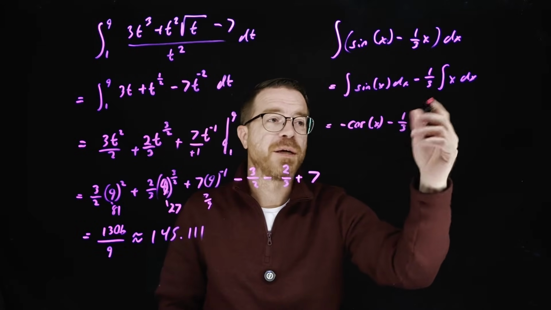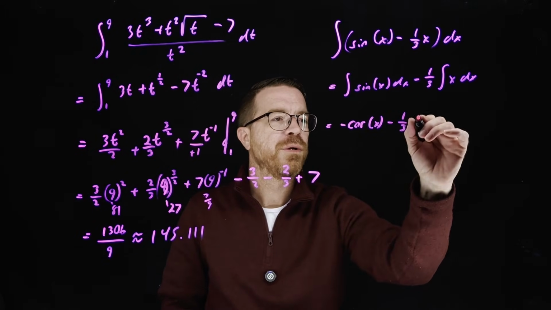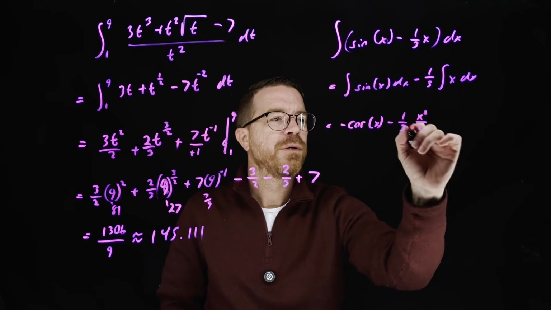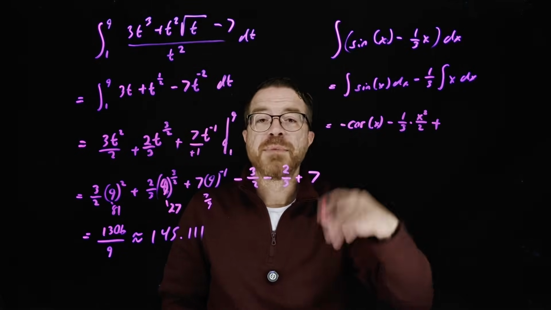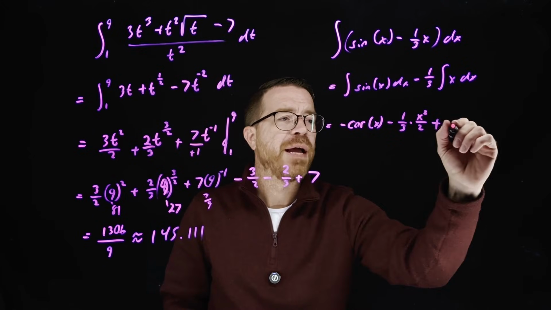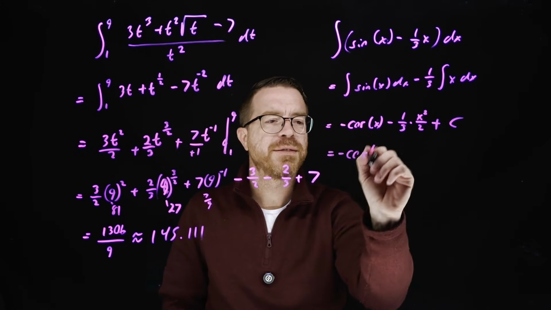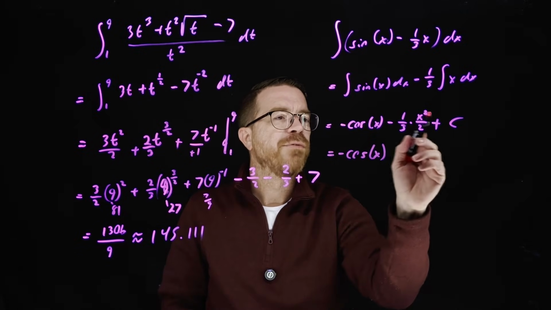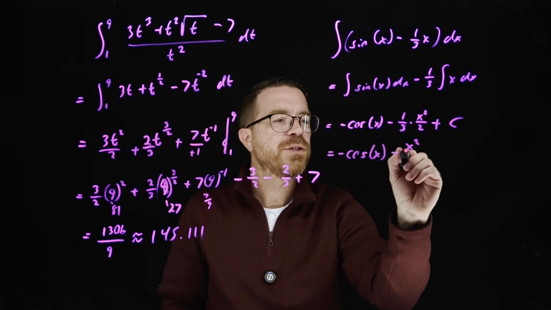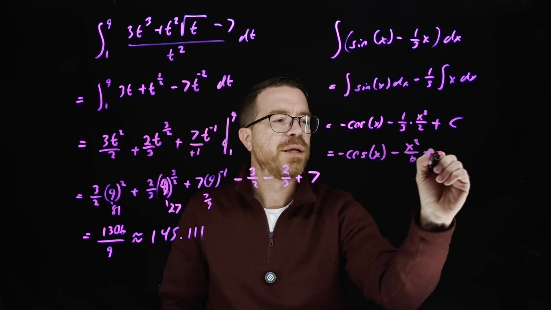And now I take the antiderivative of x. So this becomes x squared over 2. And then, of course, because this is an indefinite integral, I have to add plus c. So then cleaning this up, I'm going to get minus cosine of x minus x squared over 6 plus c.